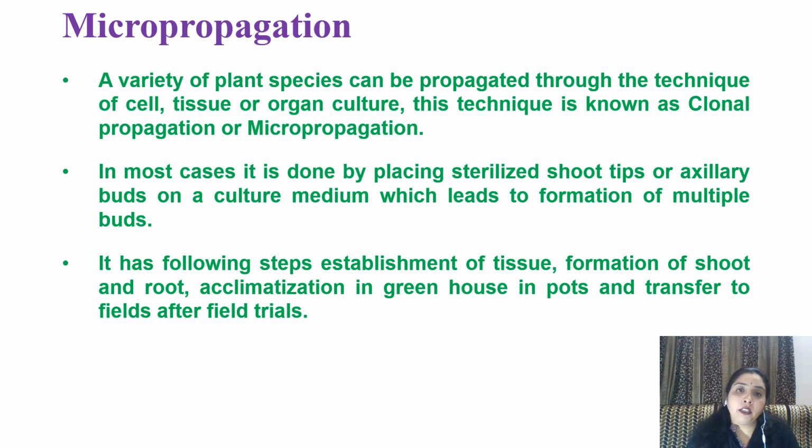Micropropagation. A variety of plant species can be propagated through the technique of cell, tissue or organ culture. This technique is known as clonal propagation or micropropagation. In most cases, it is done by placing sterilized shoot tips or auxiliary buds on a culture medium, which leads to formation of multiple buds. It includes the following steps: establishment of tissue in the medium, formation of shoot, formation of root, then acclimatization in greenhouse in pots, and then transfer to fields after trials.